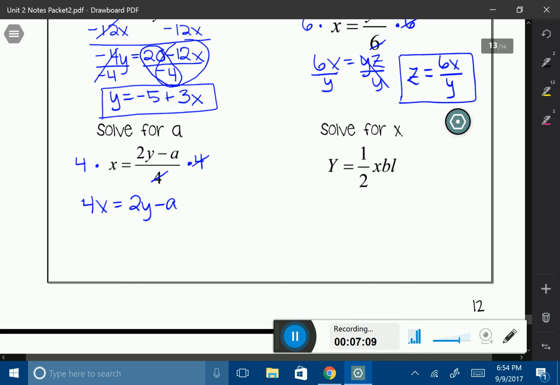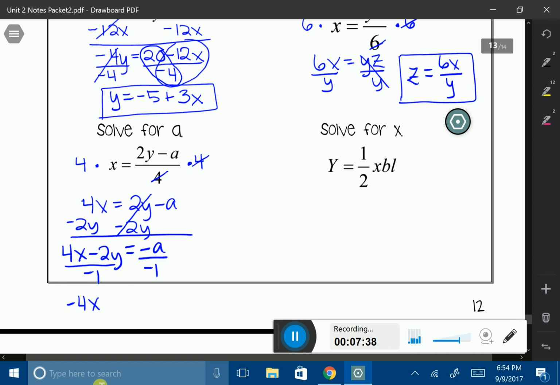Okay, and I'm trying to get a, so I'm going to get rid of my 2y by subtracting him from both sides. And I'm going to have 4x minus 2y is equal to, now be careful here because 2y, they cancel out, but I still have a negative a. And I don't want negative a, I want a. So I have to divide both sides by negative 1. So when I do that, I'm going to get negative 4x plus 2y is equal to a. And I'll rewrite that for us. I'm going to put my a on my left-hand side. And there is my answer.